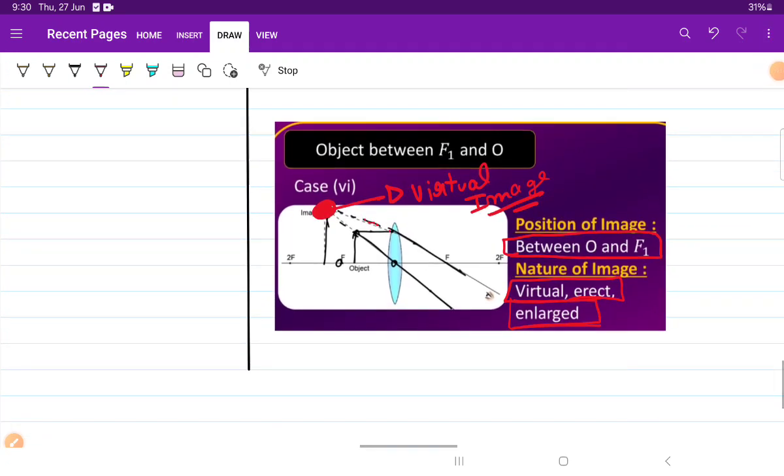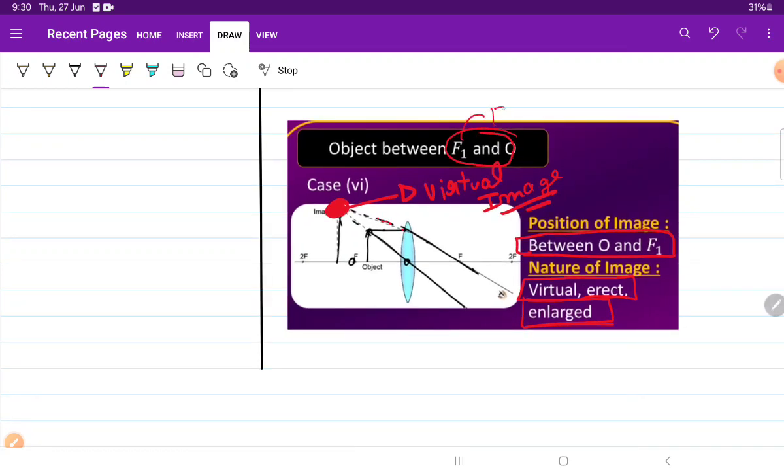Here is the sixth case, the last case of the convex lens. We are going to put our object between f1 and O. What is O? We know f1 is the focus. O is the optic center. I hope that is clear to you that O is the optic center.